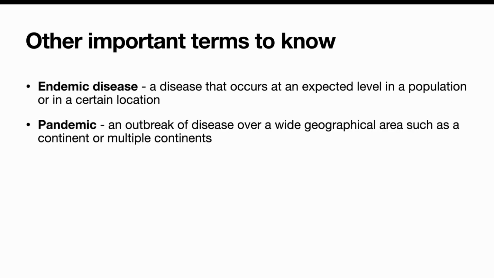We have some other important terms to know. Endemic disease is a disease that occurs at an expected level in a population or in a certain location. We also have the term pandemic, which is an outbreak of disease over a wide geographical area, such as a continent or multiple continents.